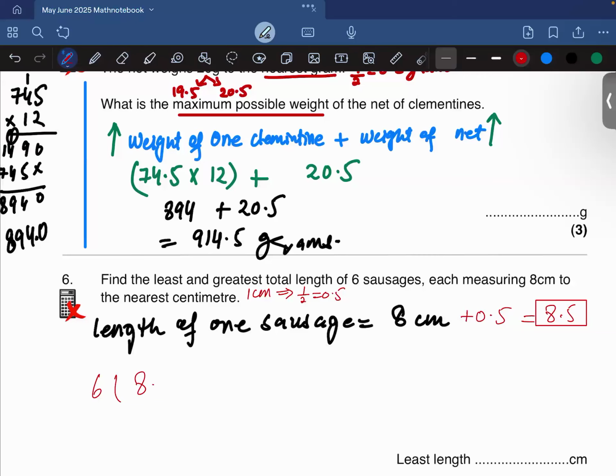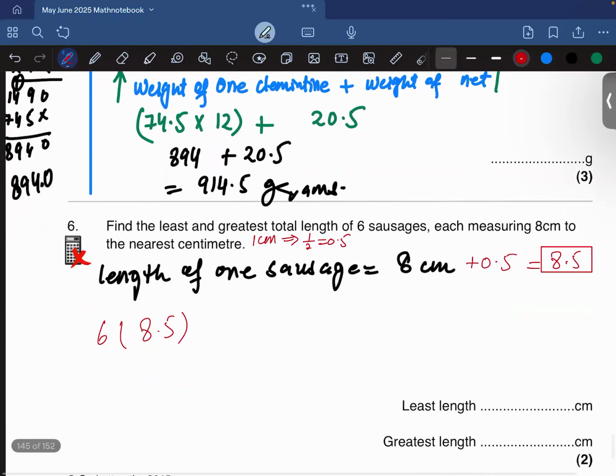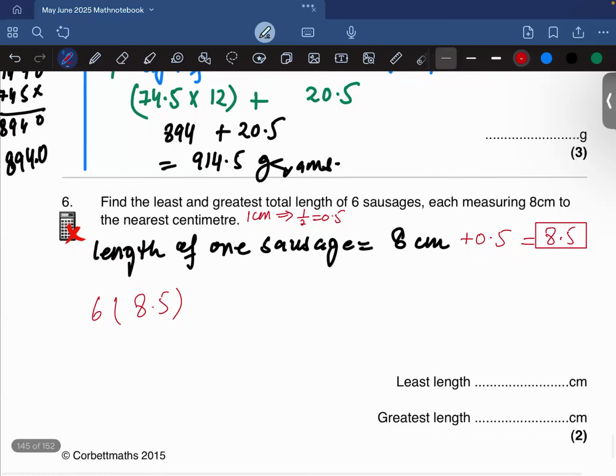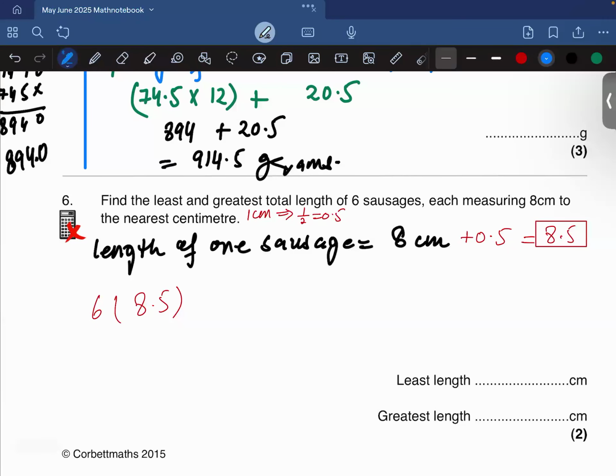6 multiplied with 8.5. Calculator is not allowed, so please be careful. It's not an easy job, but it is not that difficult either. So let's do it. I'm going to multiply 85 with 6, remembering that I have one decimal place. 6 5s are 30. 6 8s are 48, 48 plus 3 is 51. One decimal place means 51.0. So the greatest total length would be 51.0.